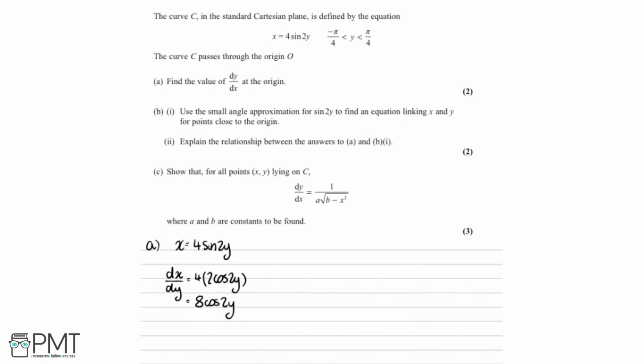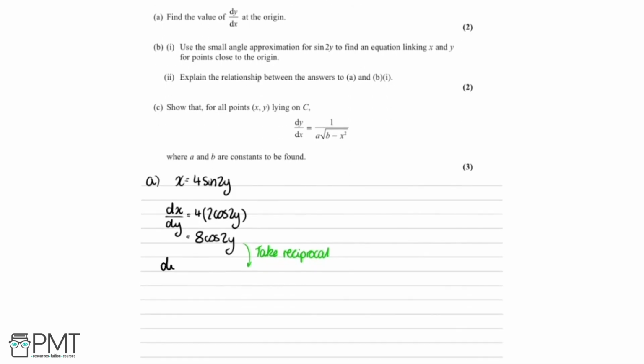This is great, however, we need to look at dy by dx, but we've got dx by dy. So what we're going to do is take the reciprocal of both sides. So if we do that, we're going to get the dy by dx that we want on the left hand side, and it's going to be 1 over everything. So 1 over 8 cos 2y on the right hand side.